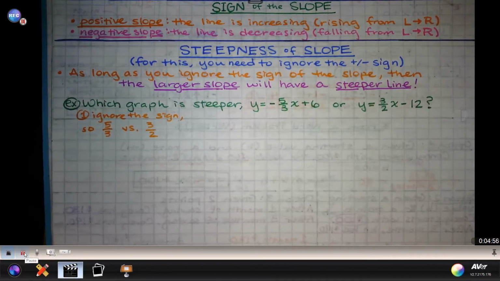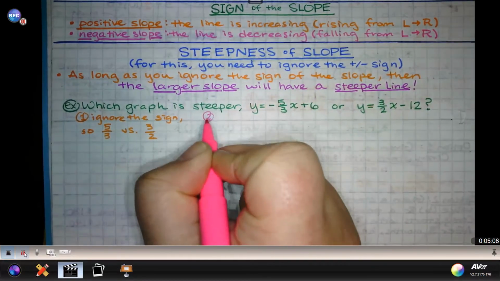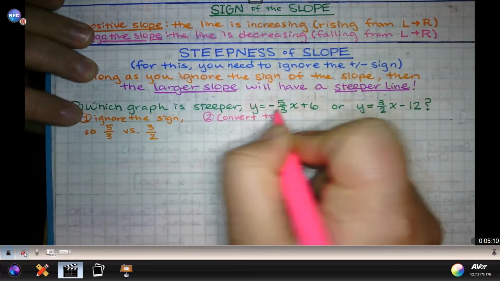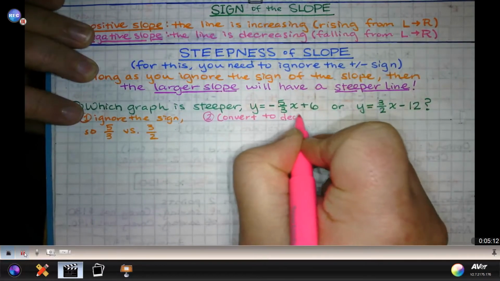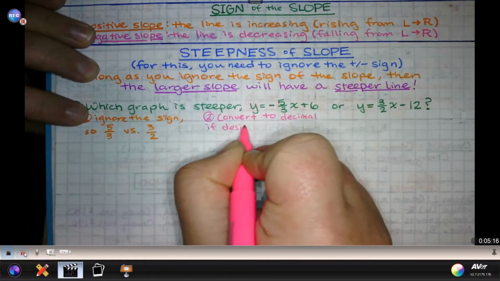Okay. Then we want to, in this case, probably want to convert these to decimals because then we'll actually have a better understanding of them. You might not need to, but I like to do it just to kind of get a better understanding. So convert to decimal if desired.